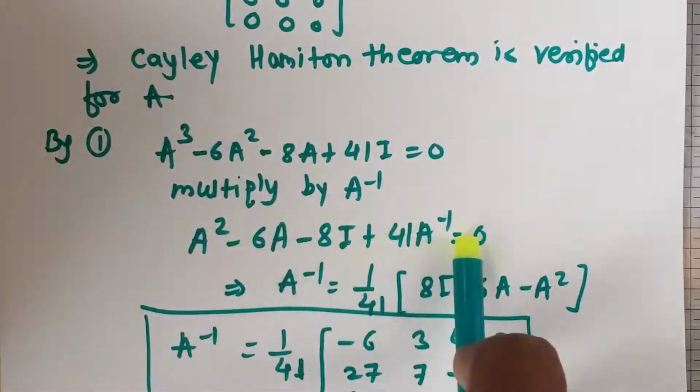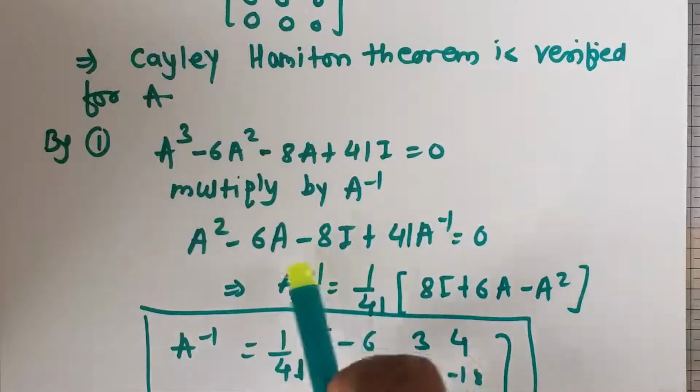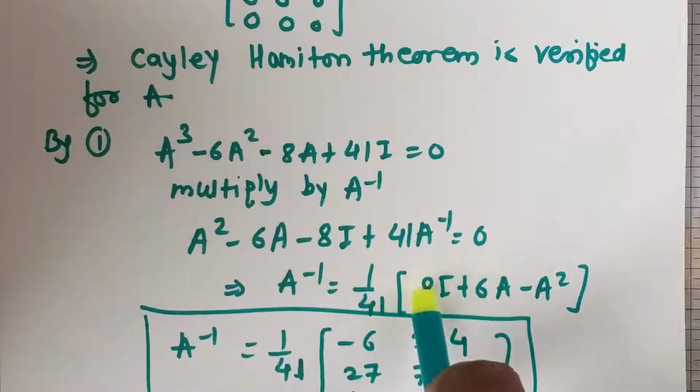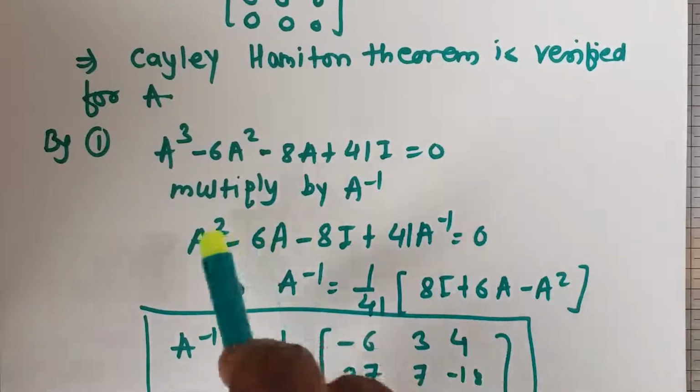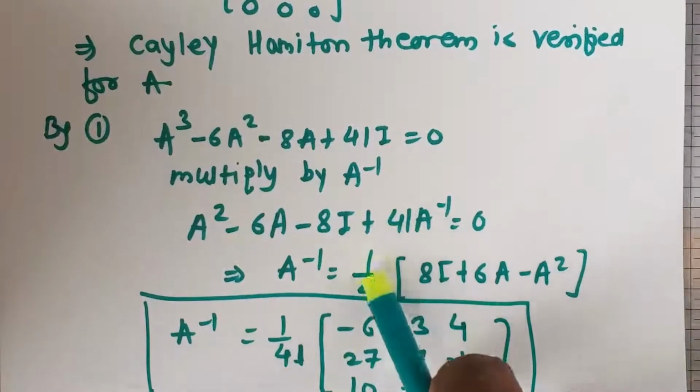Now this equation can be solved for A inverse. So take all these 3 terms on the right. The minus terms will become plus and the plus term will become minus. So we'll have 8I plus 6A minus A square, and this 41 is the coefficient of A inverse that I have taken on the right, so it will become 1 by 41.